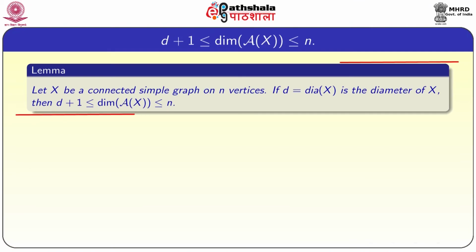Now, we are going to show that the dimension of the adjacency algebra lies between D plus 1 and n, including D plus 1 and n. So, the lemma says: let X be a connected simple graph on n vertices. If D is the diameter of the graph X, then D plus 1 is less than or equal to the dimension of A(X), which is less than or equal to n.